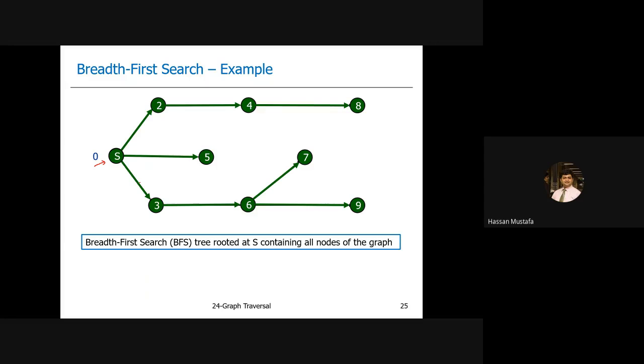Okay, so at the end of this entire algorithm, I can remove all the redundant edges and pick only those edges that are required to keep the graph connected from the node S, starting from the node S.